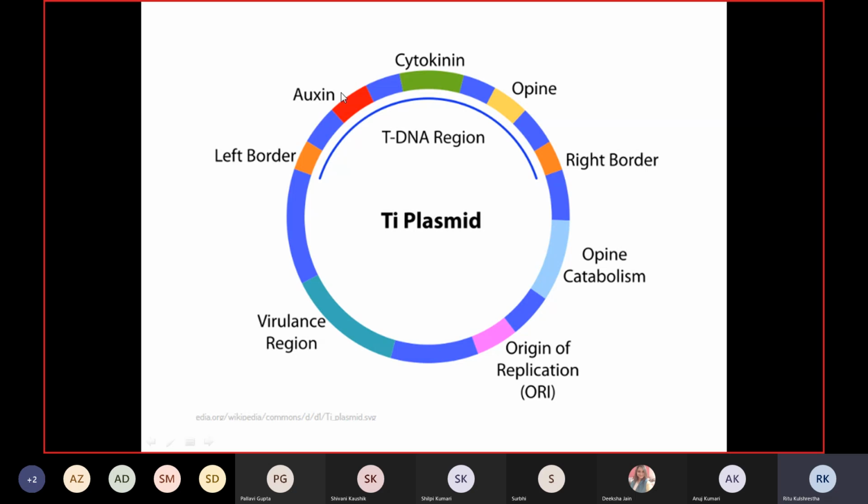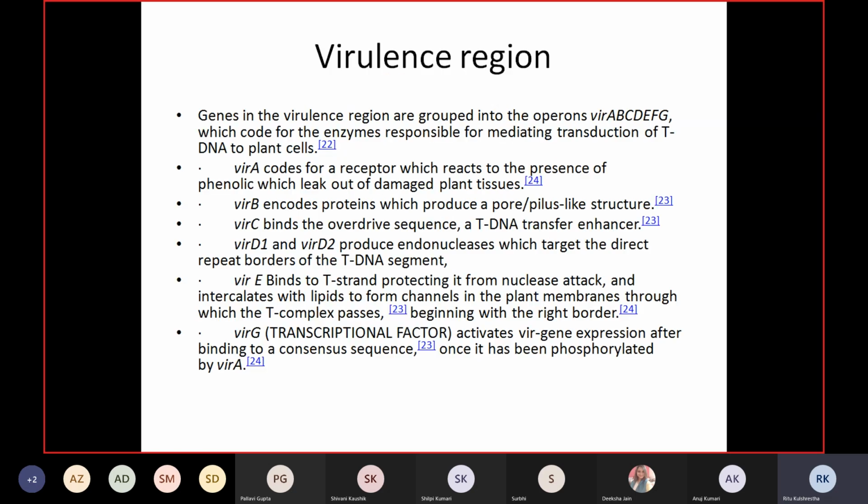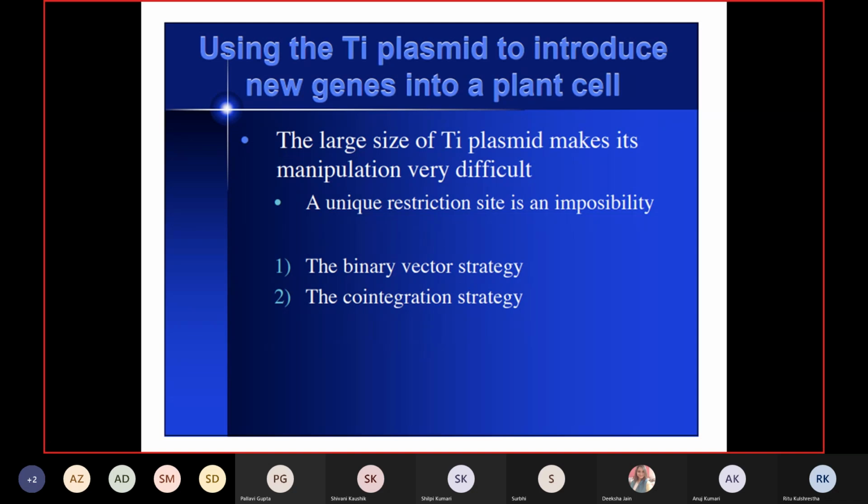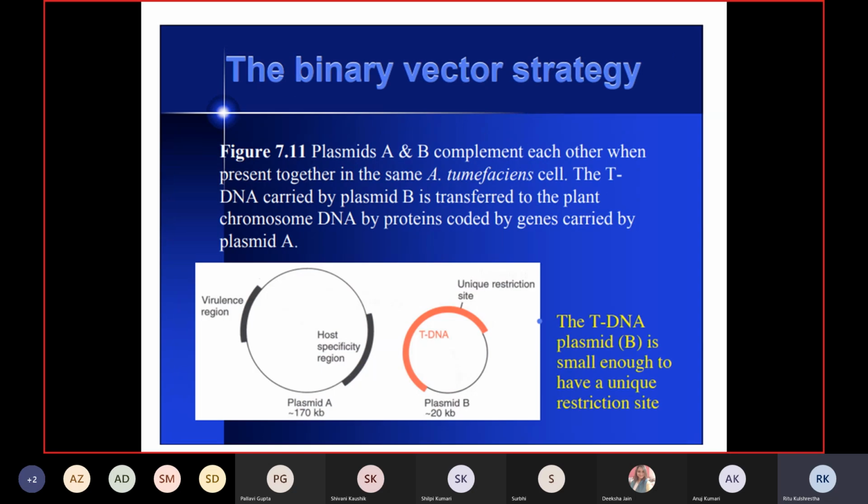So what you do is that you can use any of these two strategies, the binary vector strategy or the co-integration strategy. These two strategies make it easy for cloning our gene of interest into the TI plasmid. So let's come to the binary vector strategy.